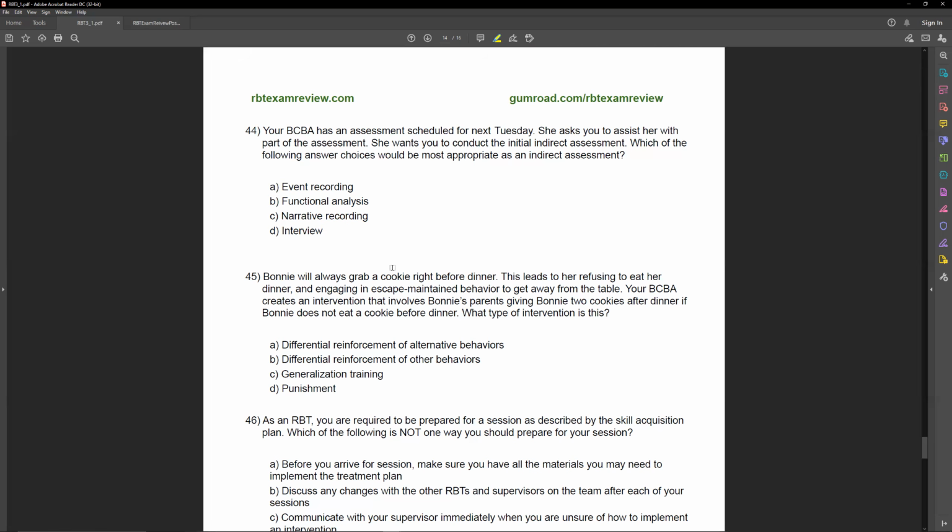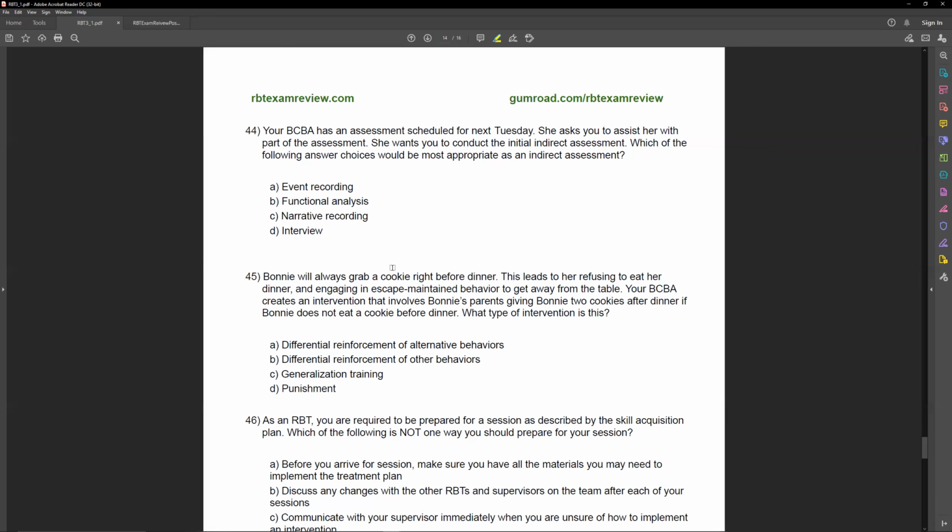So A, event recording. Well, event recording is frequency recording, right? Where we're taking data on behavior, meaning we're observing the client. Therefore, that's a direct assessment. So A is incorrect. B, functional analysis. Again, directly observing the client, trying to determine the function. Okay, that's direct. That is not indirect. B is out. C, narrative recording, recording what we're seeing. Okay, what are we doing? We're actually observing the client directly. Again, direct assessment, not indirect.